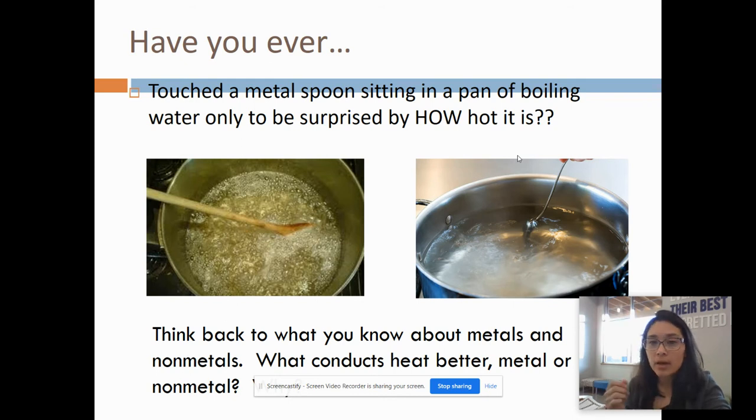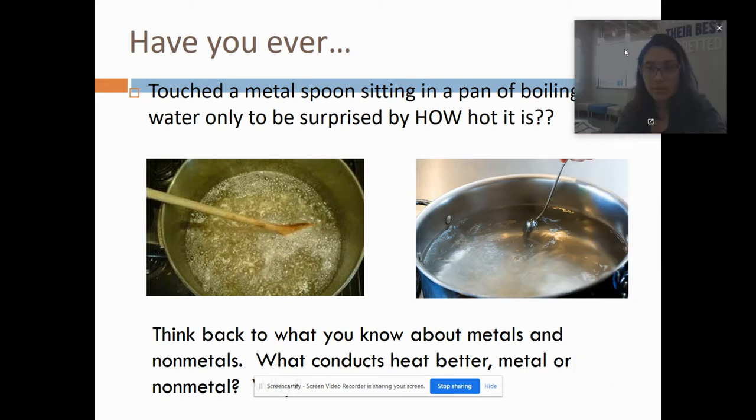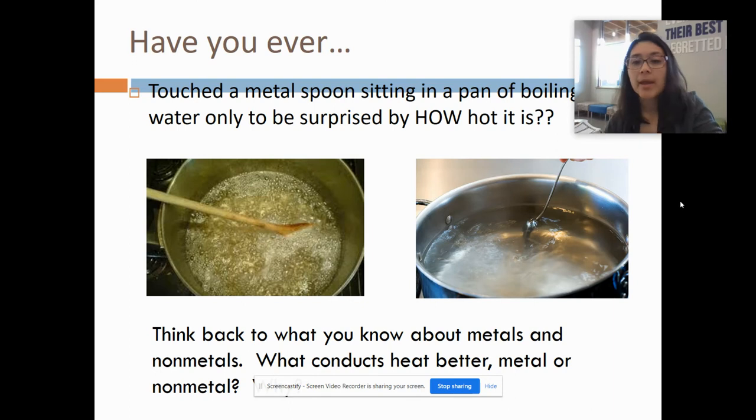Or if you're eating soup when you're sick, or eating ramen, you put the spoon or the fork into the soup and you pull it out and it's warm. It's because metals are good conductors, and that means they absorb. Okay.